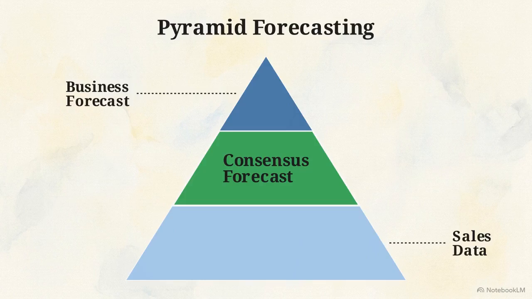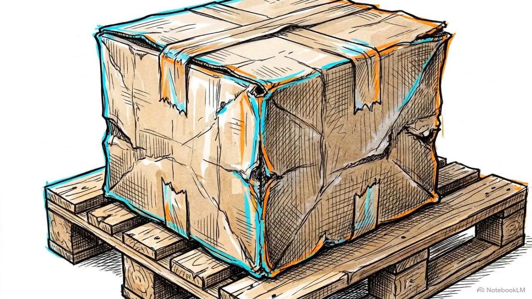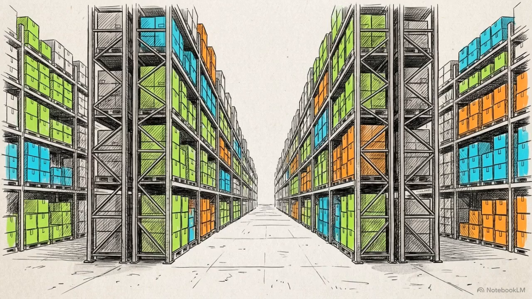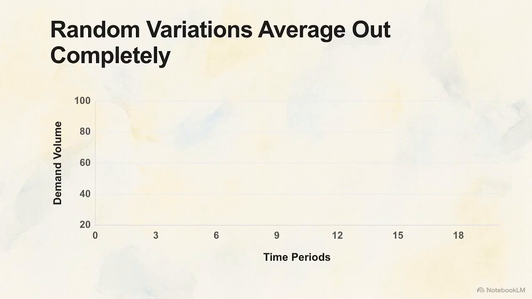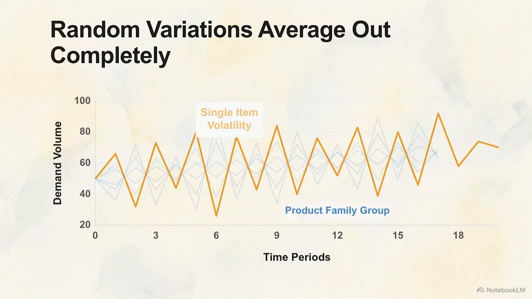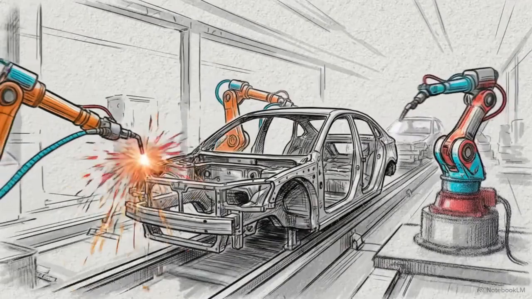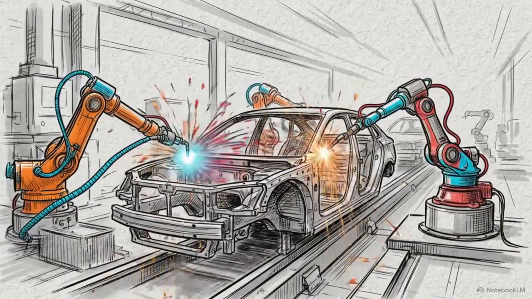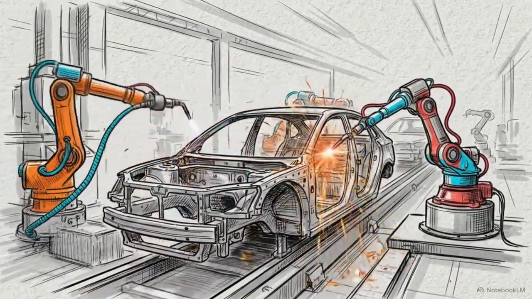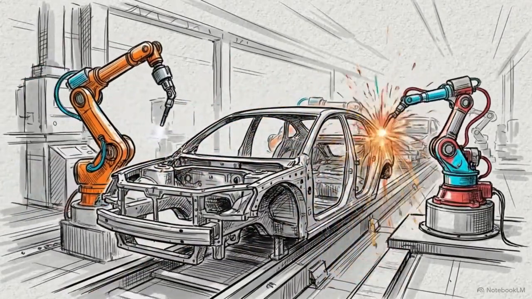When data is aggregated like this, another rule of forecasting emerges. Predictions are always more accurate for larger families or groups of products because random variations naturally average out across the broader dataset. And finally, forecasts are inherently more reliable for nearer time periods. The short-term future simply holds less mathematical uncertainty.